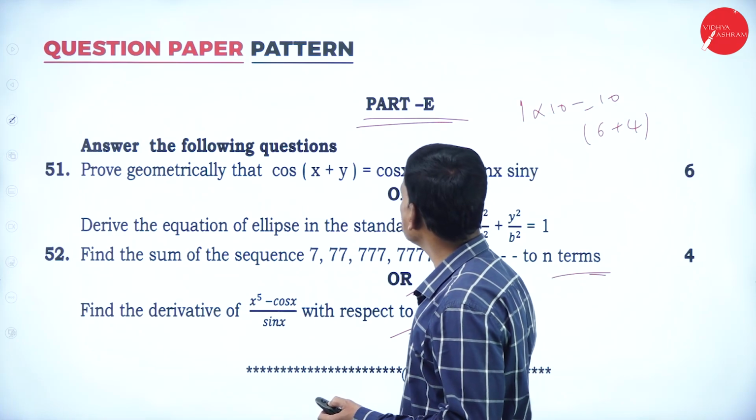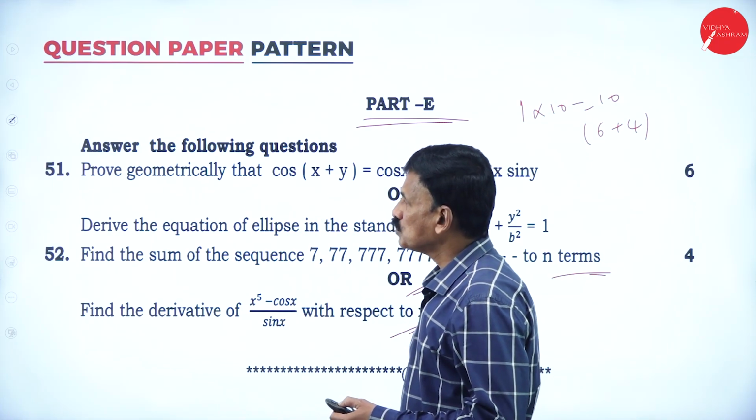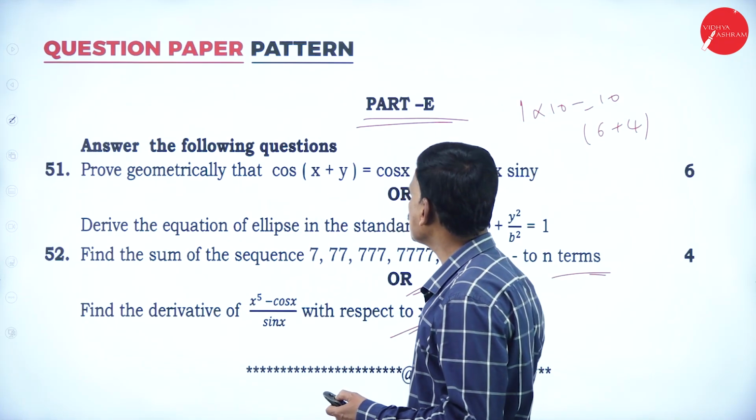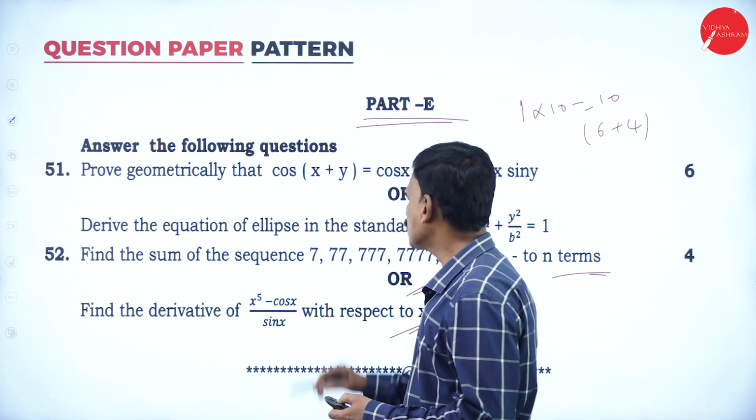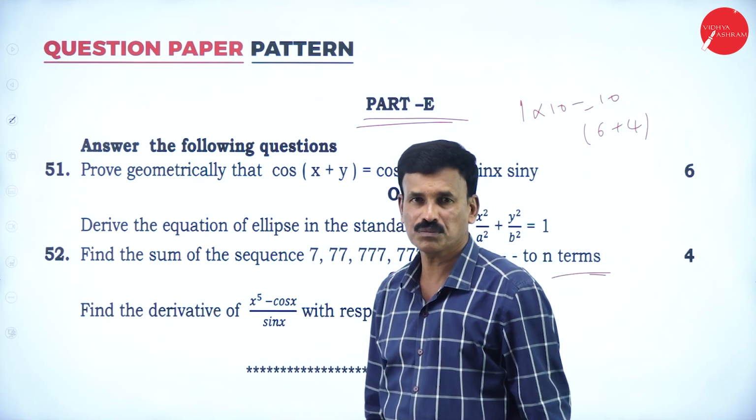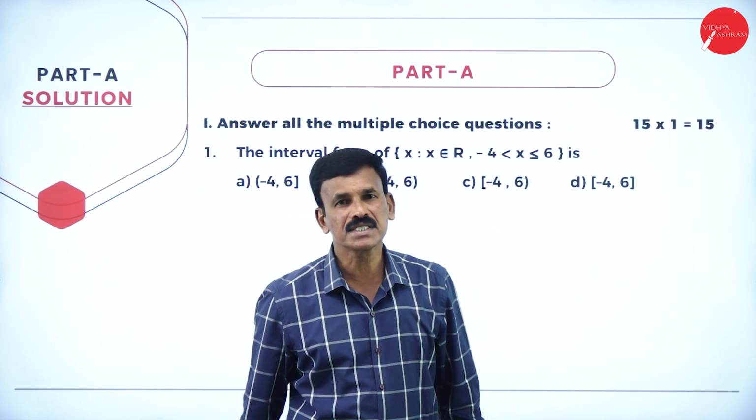And the last part is part E. We have 2 questions, 51 and 52, that is internal choice, one for 6, another one for 4. So this is the question paper. Hope you followed. Now let us discuss in detail.